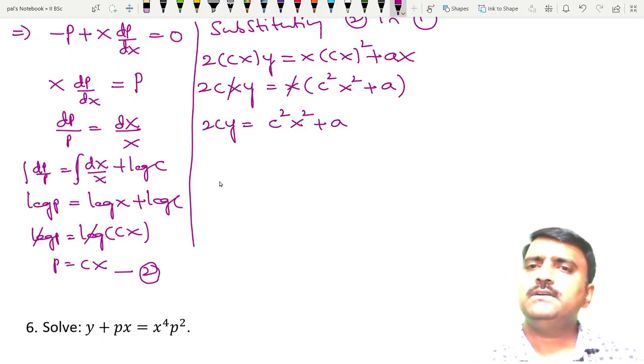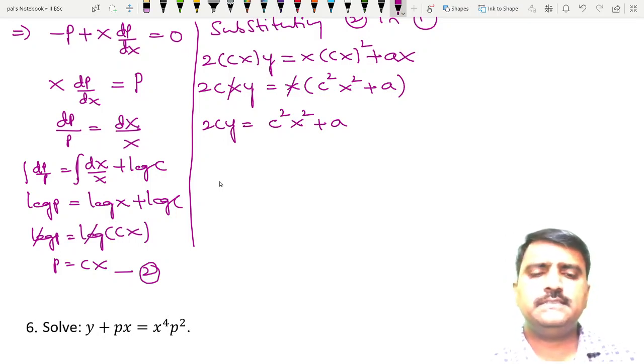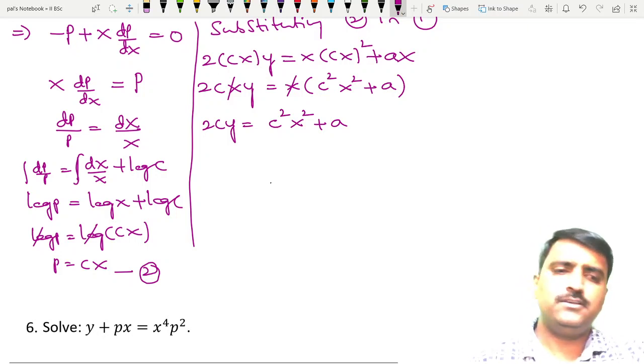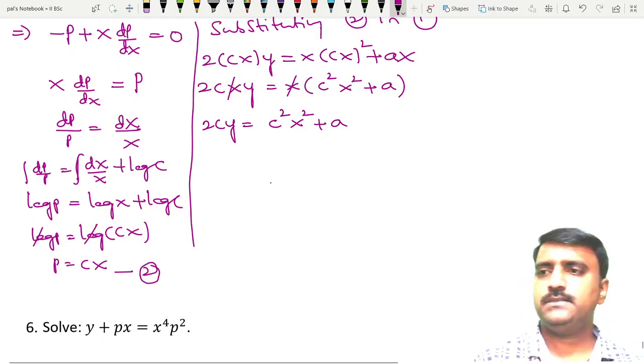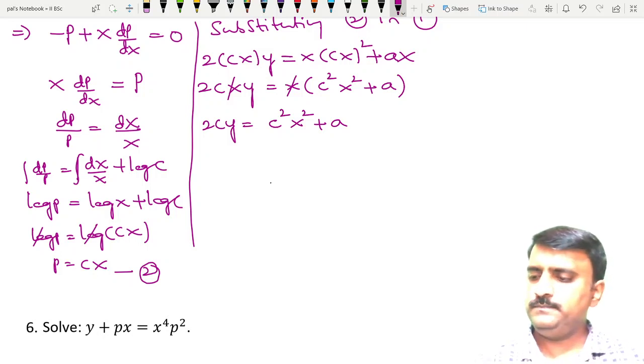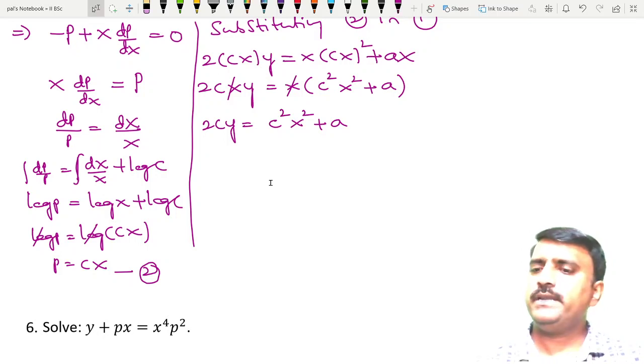Okay, so this is the equation which does not contain p, and it is the solution of the given equation. Okay, so now again you take one more example.